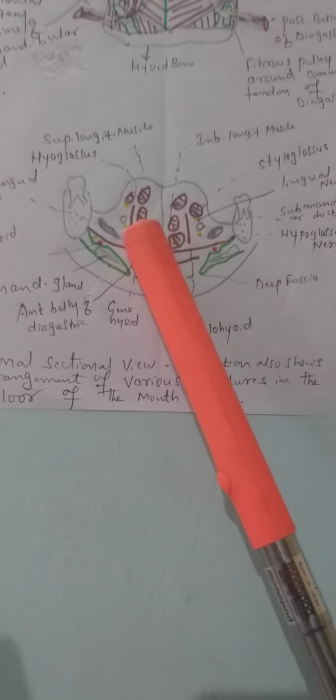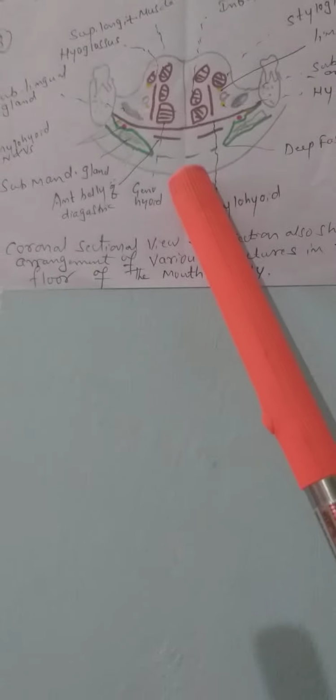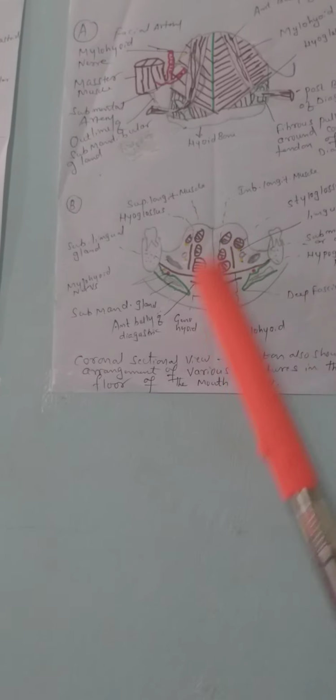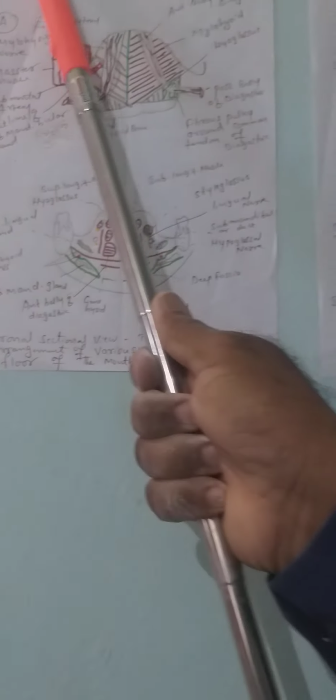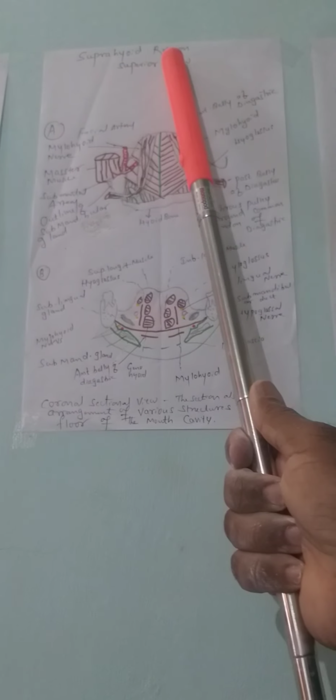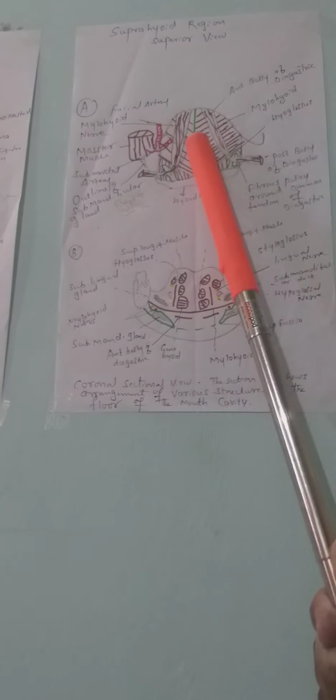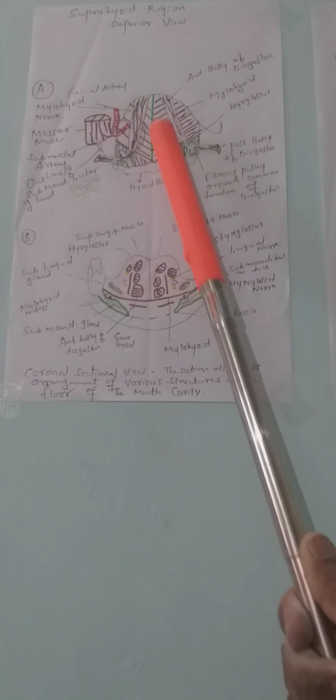Here you can also see geniohyoid, from the genial tubercle of the mandible to the hyoid bone. Geniohyoid can be seen here. These structures can be easily seen in the coronal section. These structures are in the suprahyoid region, above the hyoid bone. This is the sagittal section, superior view, and this is the coronal section.